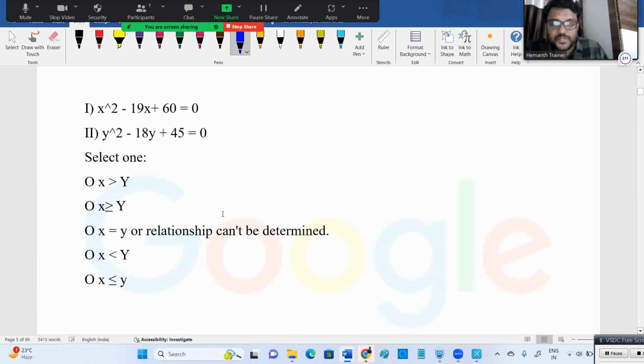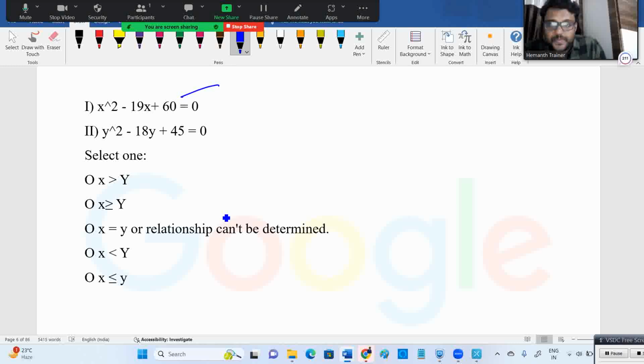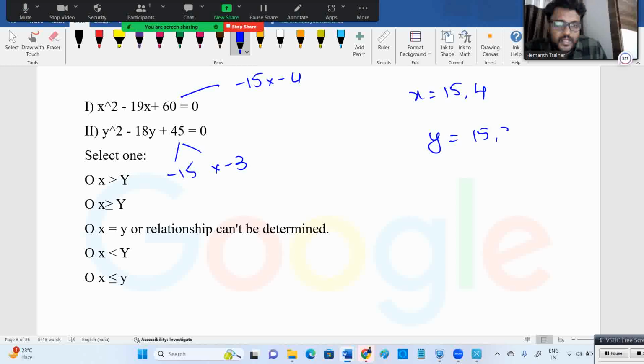See one more similar question here. Now 60 is minus 15 into minus 4. So the x values are 15 and 4. 45, 18. Okay, minus 15 into minus 3, so y will be 15 and 3. So clearly x is greater than or equal to y. X is greater than or equal to y here. If we take 15, it's equal and greater than 3.